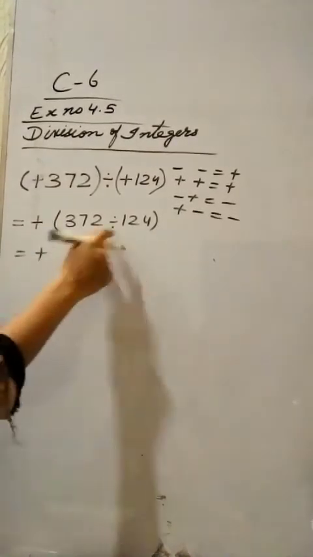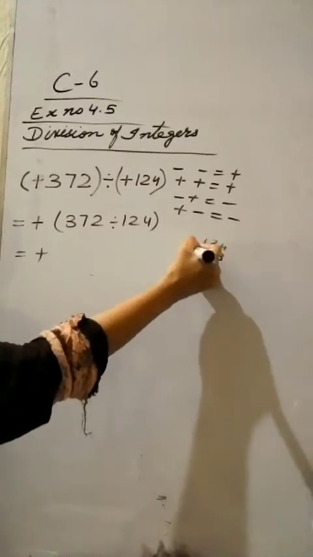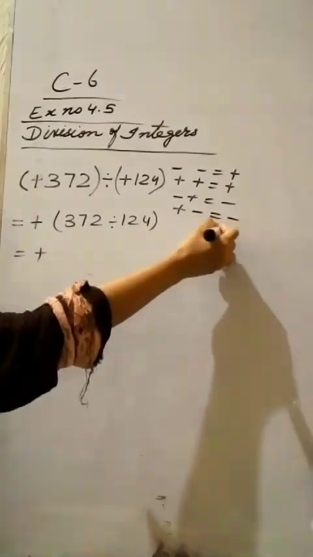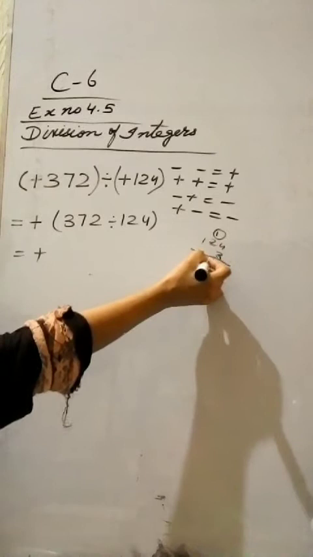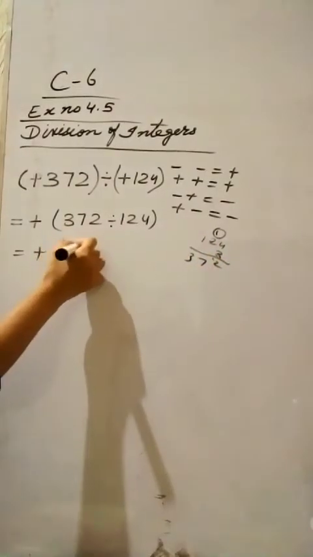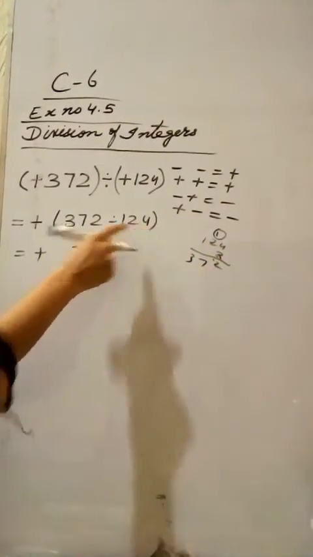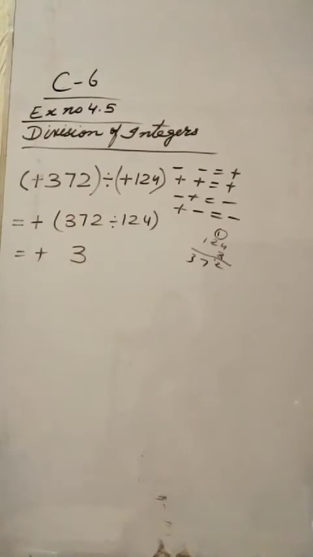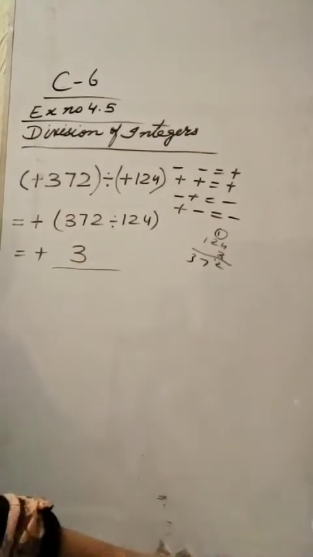We have to divide this. 124 3 times 3, 4 times 12, 2 and carry 1, 3 2 times 6 and 7, 3 1 and 3. It means 124 3 times is 372. Draw the ending. So these are the steps for solving the question.